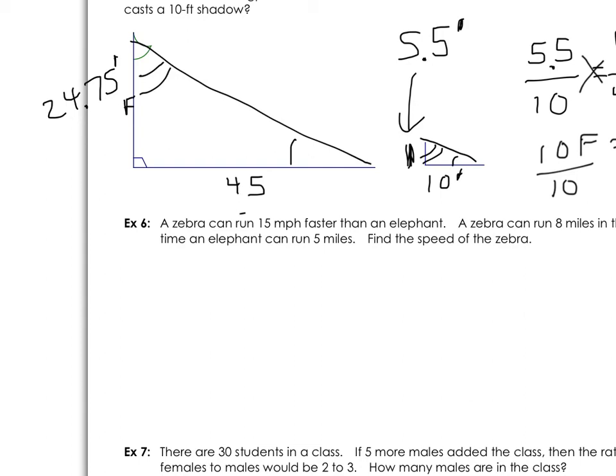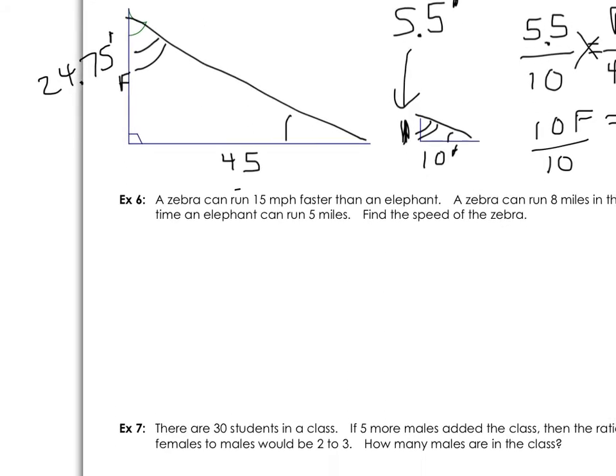The flagpole's shadow is 4.5 times bigger than her shadow. So, what is 24.75 divided by 5.5? 4.5. So the flagpole is 4.5 times taller than the woman is. It makes sense. It's proportional.